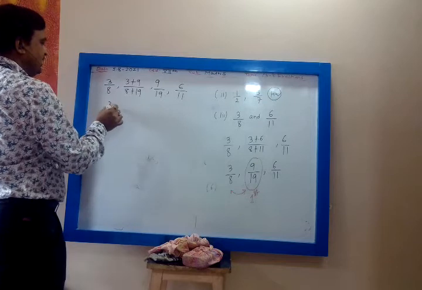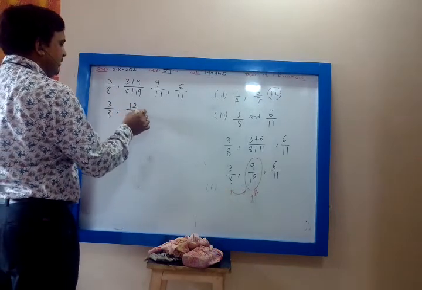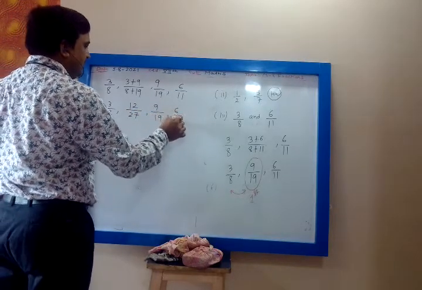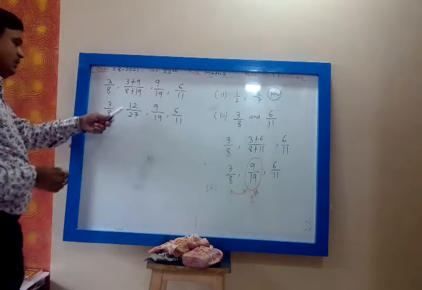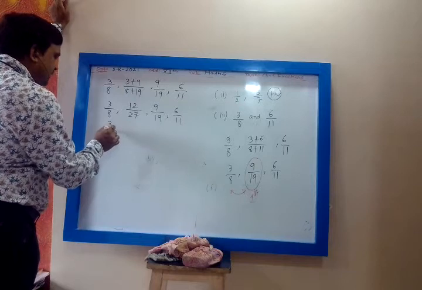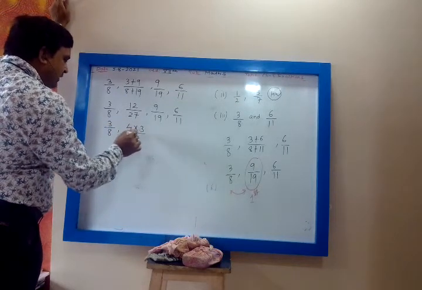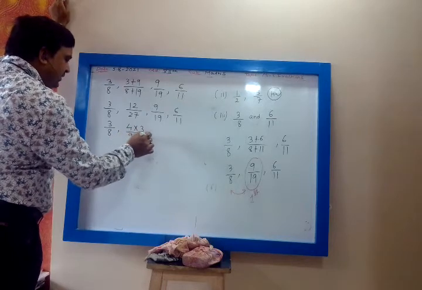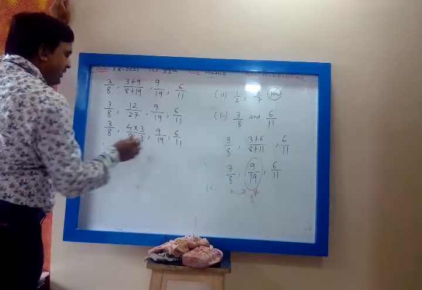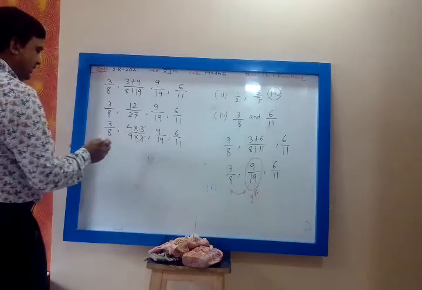So that will become 3 by 8, then 12 by 27, 9 by 19, 6 by 11. But 12 by 27 is not in the lowest terms, so write that in the lowest. For 12 you can write 4 3s are 12, 27 is 9 3s are 27. Then the 3 gets cancelled. So that is 3 by 8.